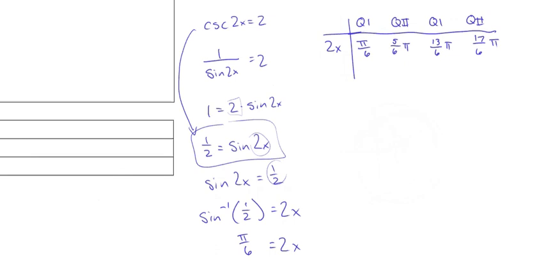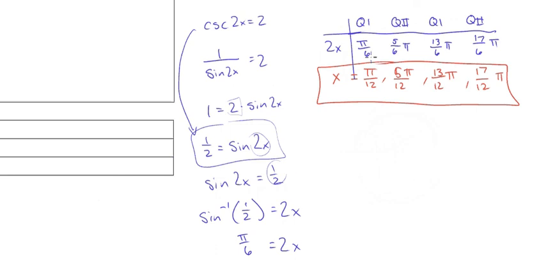Now that's all 2x. We just want x. We're going to divide everything by 2. And x is equal to pi over 12, 5/12 pi, 13/12 pi, and 17/12 pi. There's our 4 answers. All right, hope that helped.